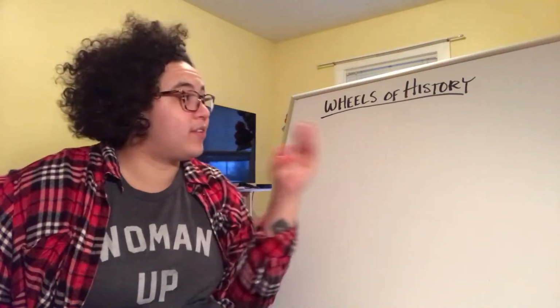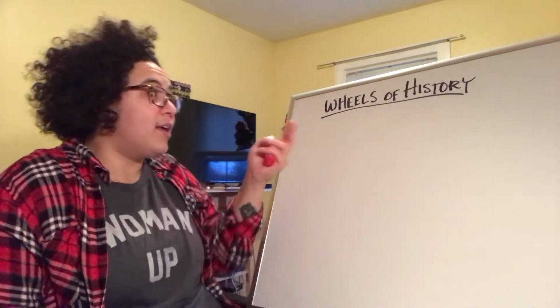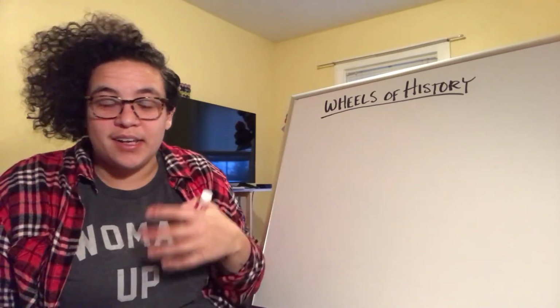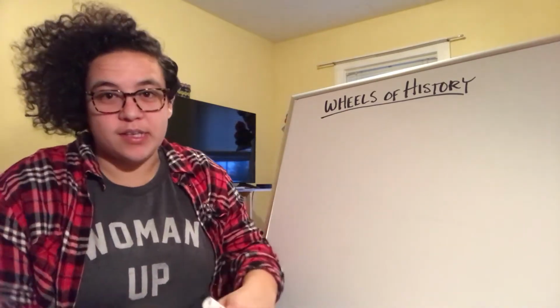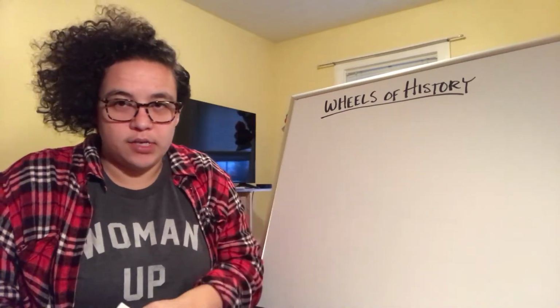Okay, so this is another way that you can study for AP World, AP US, AP European. This is called Wheels of History. This is basically how it works. So I'm just going to use some examples that can kind of go across any of the histories.